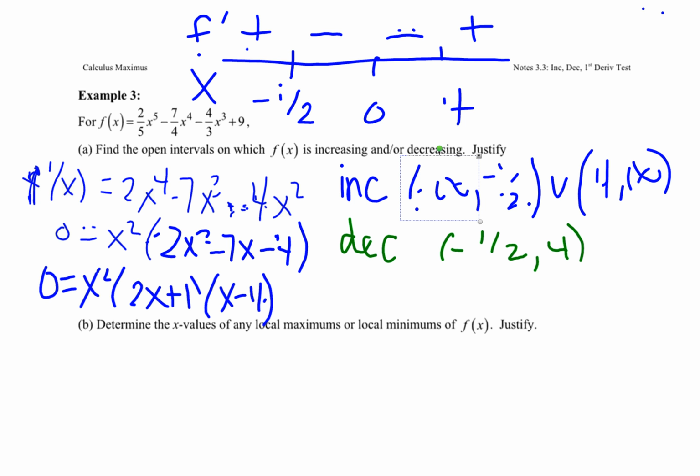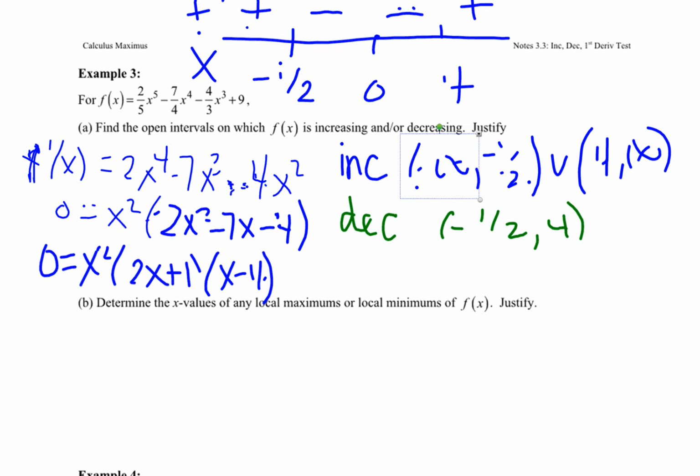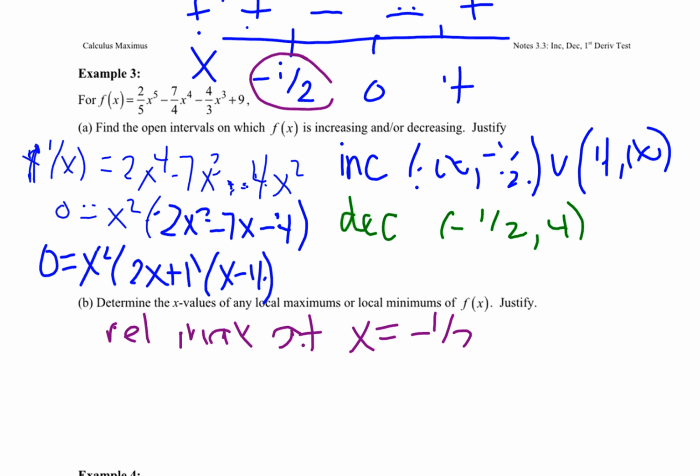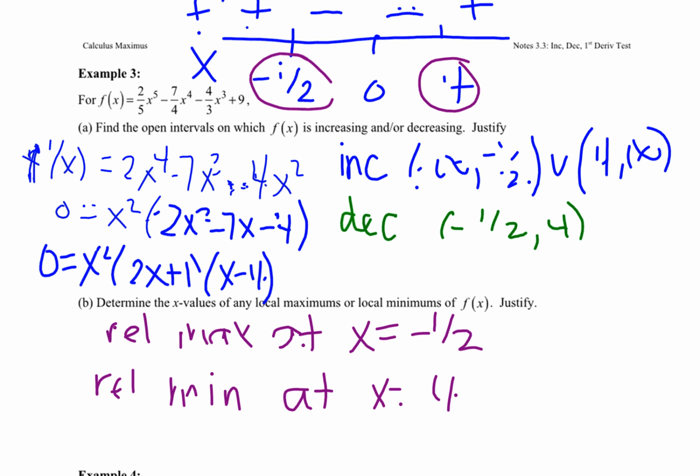Now we can use our sign chart and our analysis here to help us determine where the local mins or maxes occur on this. So we have our chart up here. So as f increases and then decreases, there's going to be a relative max. So f has a relative maximum value at x equals negative 1/2. And then over here, f prime goes from negative to positive at x equals 4. So that means we have a relative minimum value at x equals 4, since f prime changes from negative to positive. And that's the justification part.